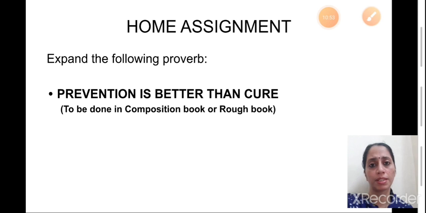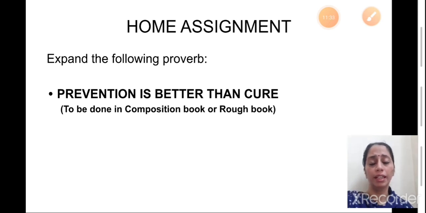So here comes the home assignment for all of you. Please note it down. The home assignment is prevention is better than cure. So what does this mean? Prevention is better than cure. It's easier to stop something in the first place than to repair the damage it has caused. Okay, in today's scenario, we ask you not to step out of the house. Do it only if it is really very urgent.